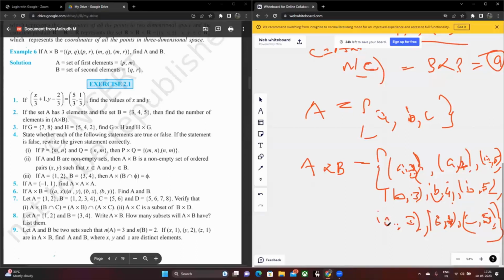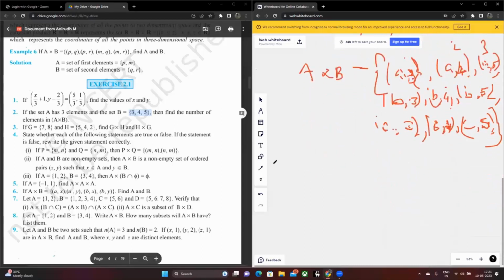And the generation is taking a, b, c and making a product with 3, 4, and 5: a3, a4, a5, b3, b4, b5, c3, c4, c5. You don't have any other unique pair. And so you can count that this is 1, 2, 3, 4, 5, 6, 7, 8, 9. And you have 9 pairs. That's an elementary proof.